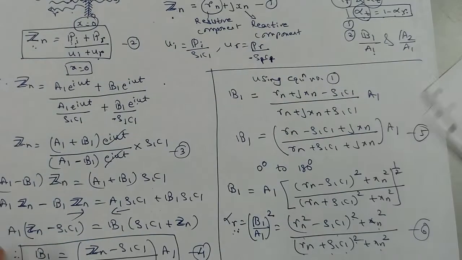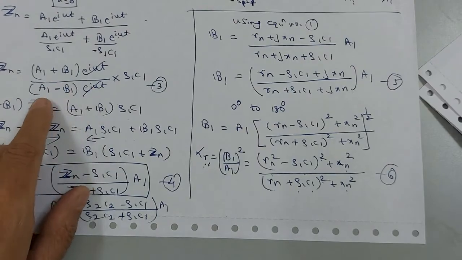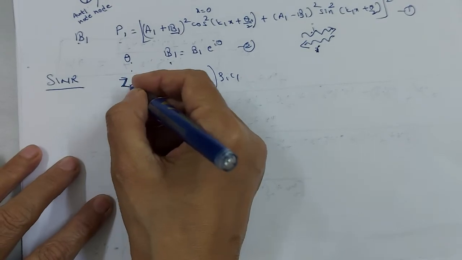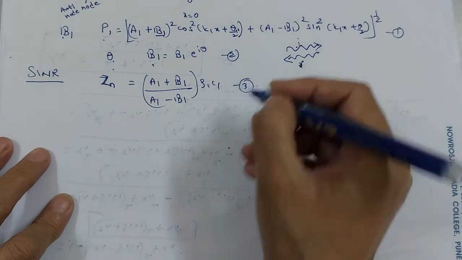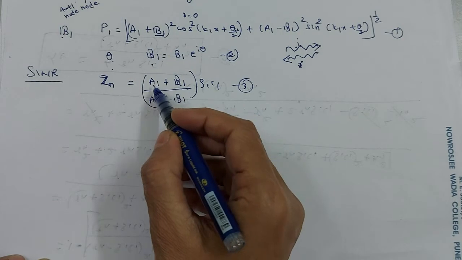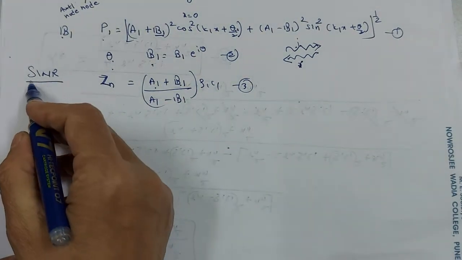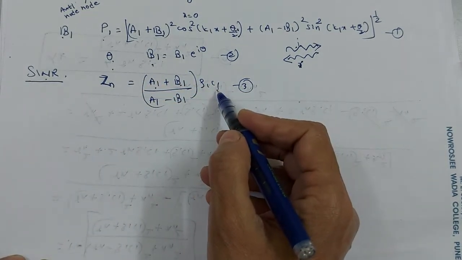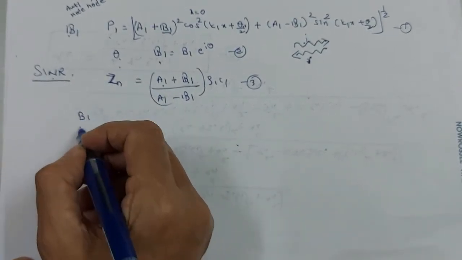This is the relation: A1 plus B1 upon A1 minus B1, times rho 1 C1. So I can write this as complex Zn itself. Now this is my equation number 3. Now I say that the magnitude of B1 relative to A1 is determined by the standing wave ratio. This equation everybody knows, we discussed it last time. Agreed?